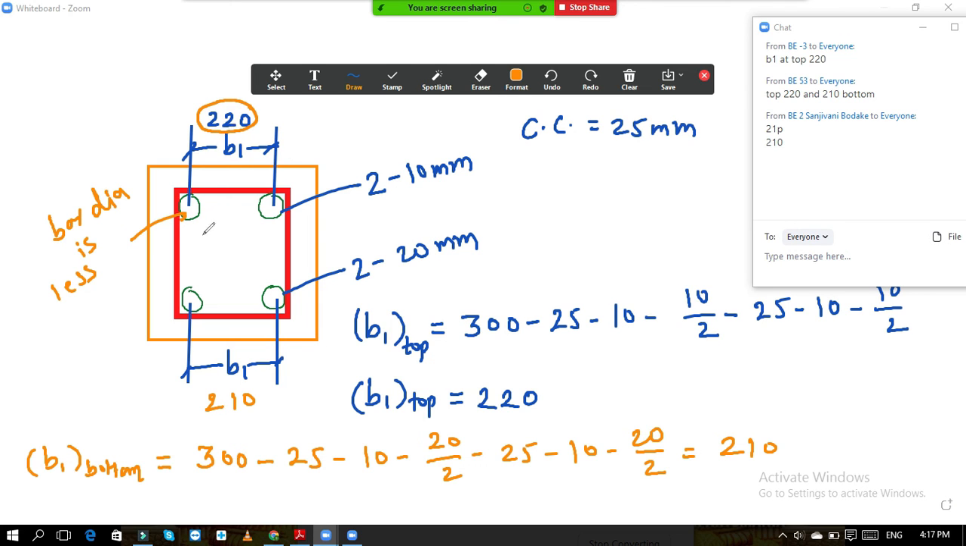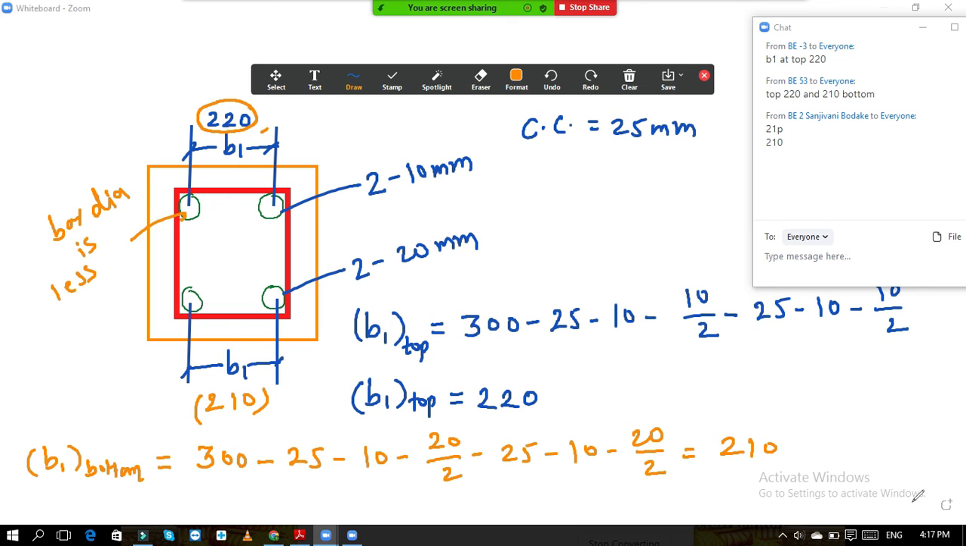Okay. Now suppose the bar diameters are equal at top and bottom, then you will get the same value over here. At top also, at bottom also. So although you are seeing that there is not much difference, here it is 210 and here it is 220. Just 10 mm difference is there. Okay. So we will go for the maximum value.